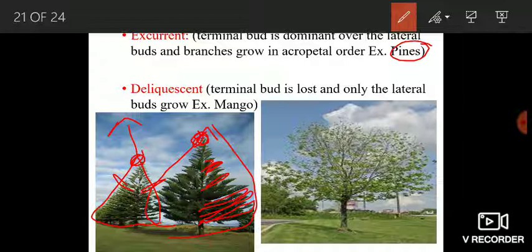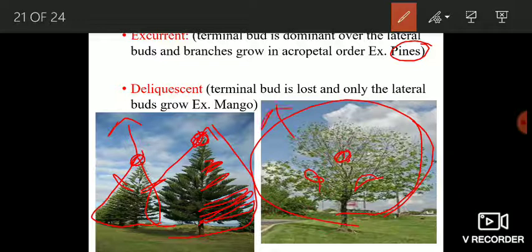Now you have deliquescent type. In this type of habit, the terminal bud is lost after some time, and only the lateral buds grow. And the example is mango and some other trees. For example, in our Kashmir we have walnut tree that also shows deliquescent type of habit. The terminal bud is lost, and only the lateral buds function, and hence you can see a large number of branches. And you have deliquescent type of habit. Deliquescent means diffused.